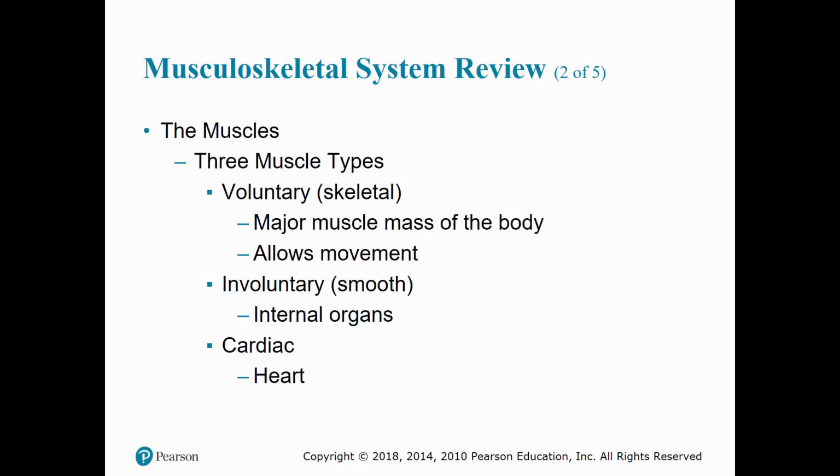Now, there are three types of muscles within the body. You have your voluntary muscles, which are the ones that you are actually able to move, such as balling your hand into a fist, which would be controlling your voluntary or skeletal muscles. Your involuntary muscles are the ones in your organs, such as your intestines and your esophagus, the ones that you don't have to consciously think about to control. And then your cardiac muscle, this is your heart muscle, which has its own capabilities as well.